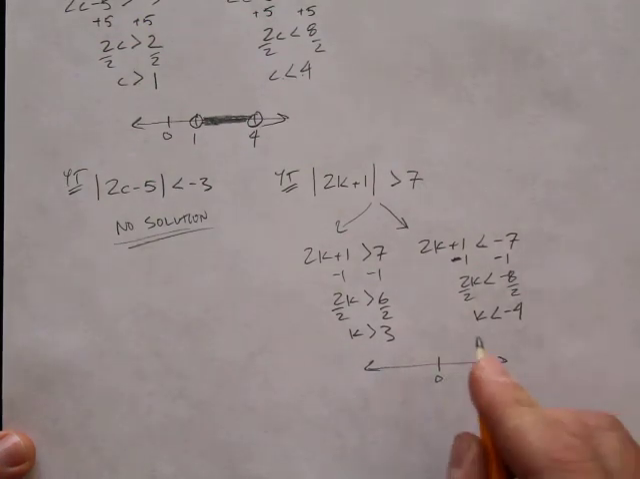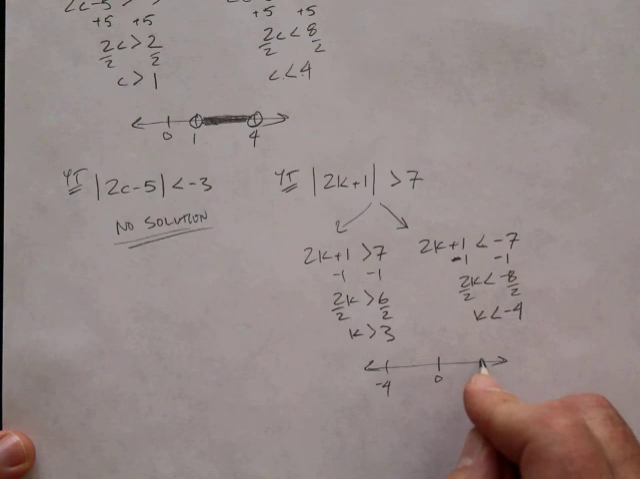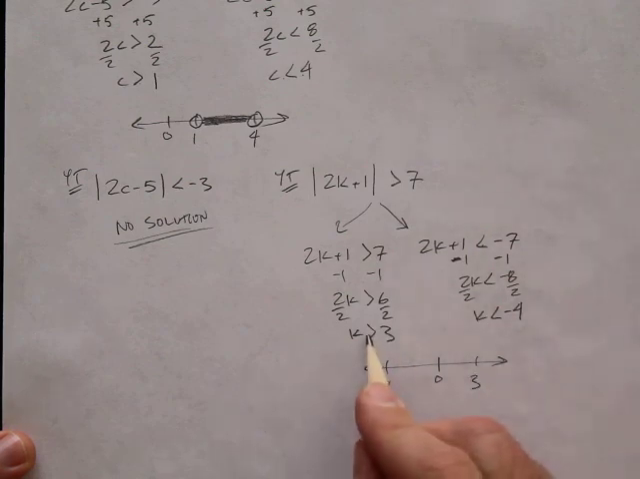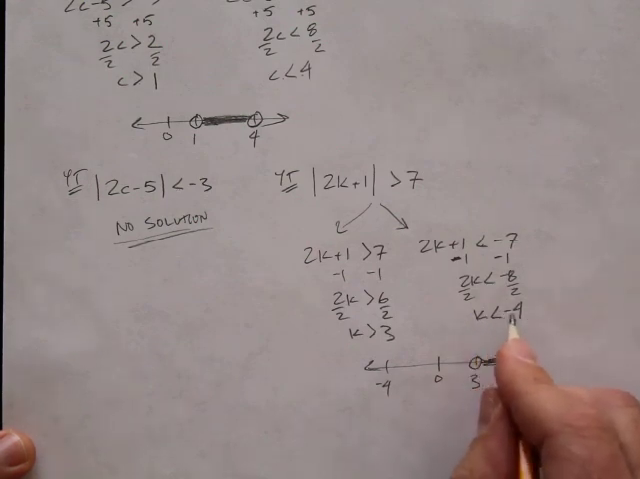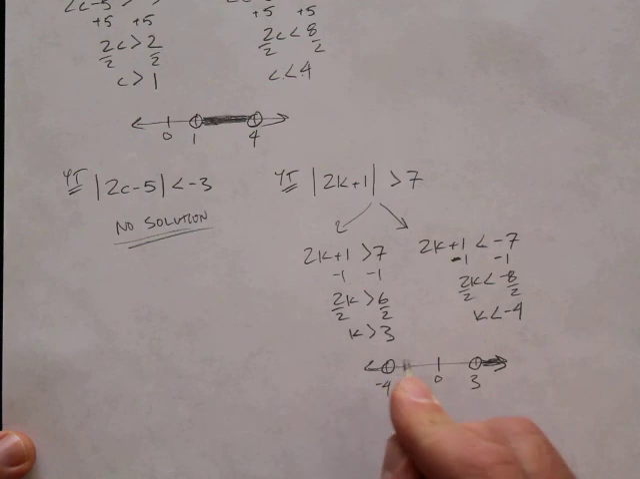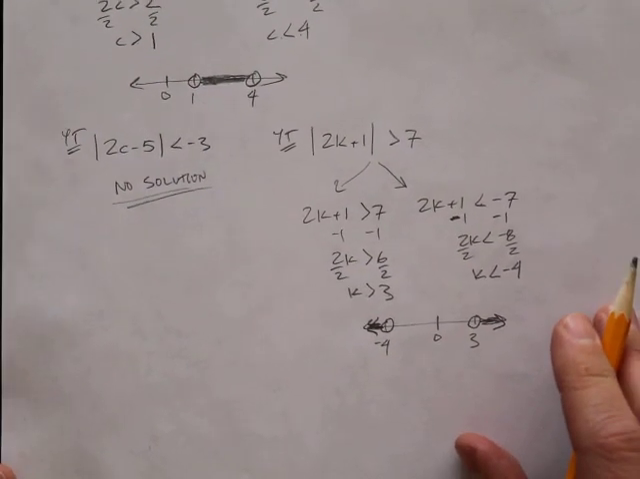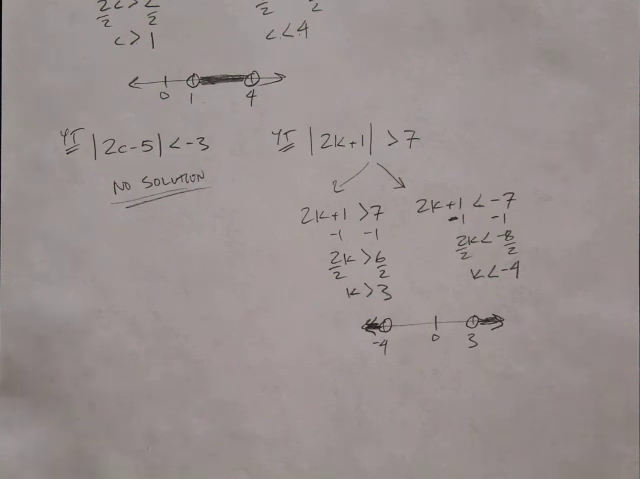Here's 0. Here's negative 4. Here's positive 3. K is greater than 3. Not or equal to, just greater than. K is less than negative 4. And that is the end of 5-5.